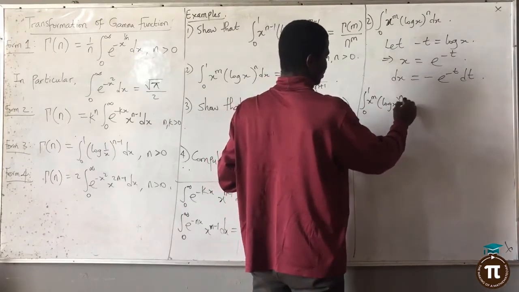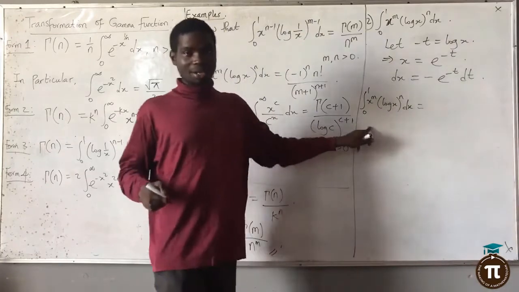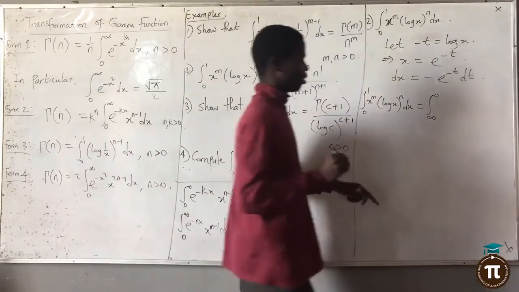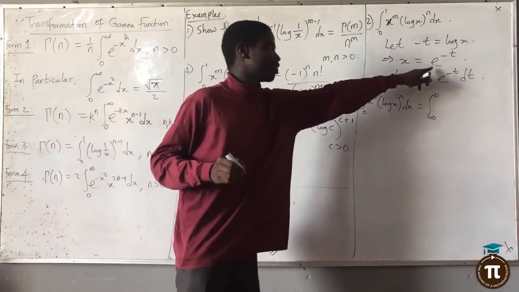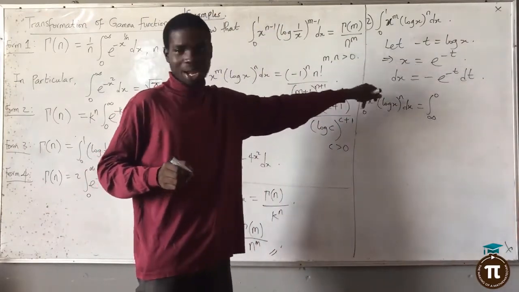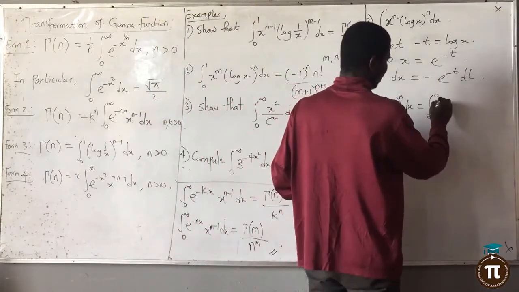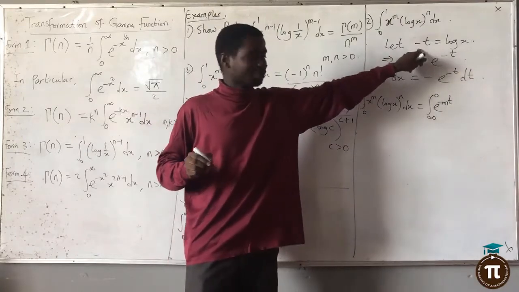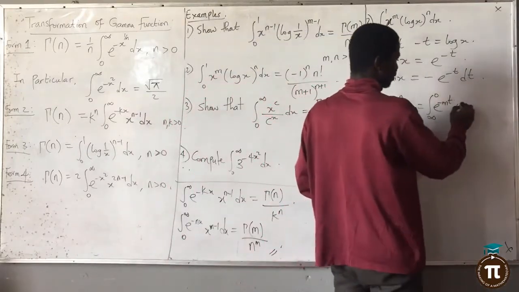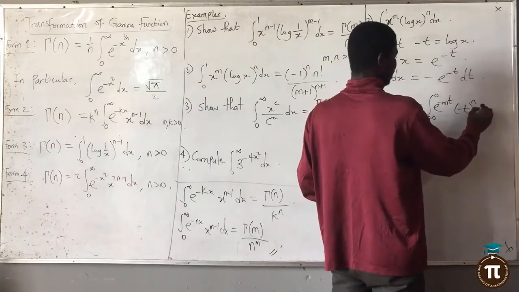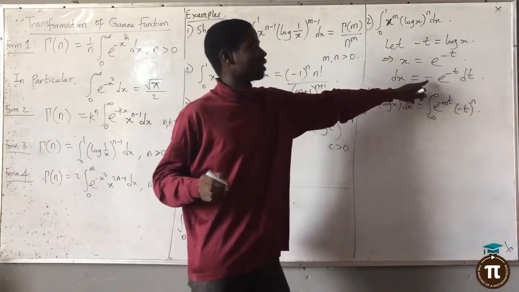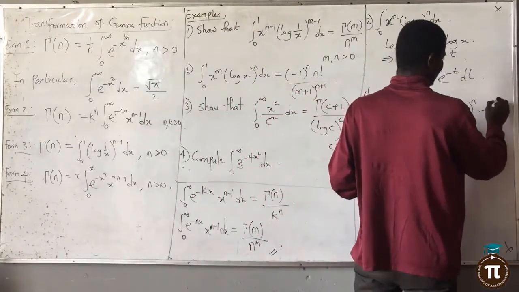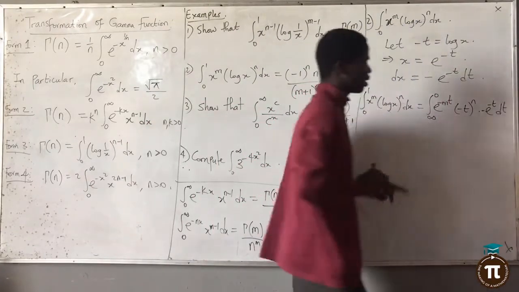will now be equal to integral from infinity to 0 of s is e raised to the power minus t, so raised to the power n. This one will become e raised to the power minus nt log s. Log s is negative t, so I have negative t raised to the power n multiplied by ds. ds is negative e raised to the power minus t dt.